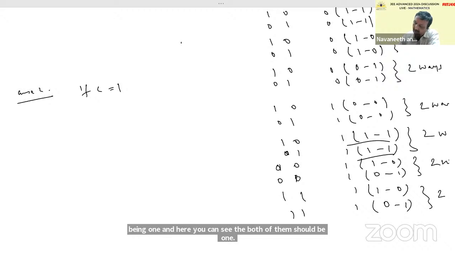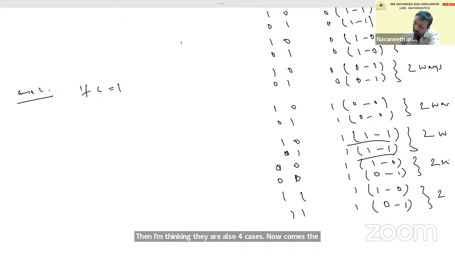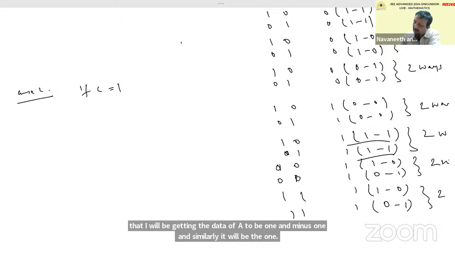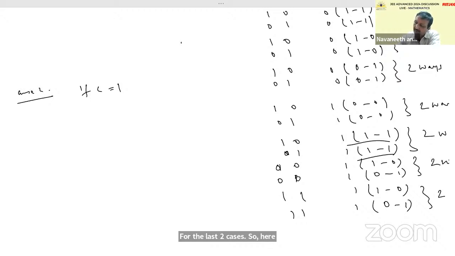Now comes the remaining cases, where I am taking both of these cases to be 0, and here I am changing it to 1, 0 and 0, 1, so that I will get the det of A to be 1 and -1. And similarly, it will be 1 for the last two cases. So here also we will get 8 cases or 8 ways of doing it. Previously also I got 8. 8 plus 8, 16 is the answer.